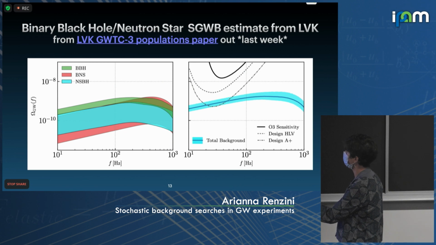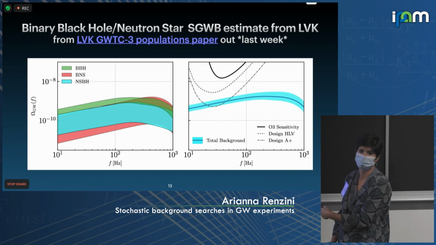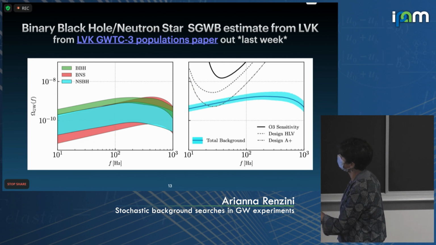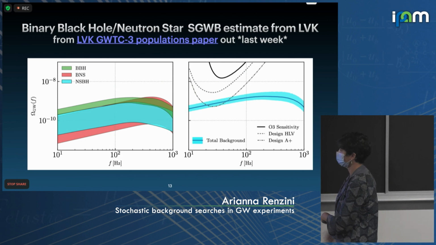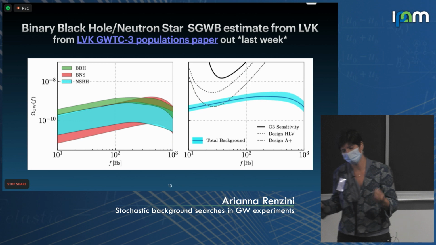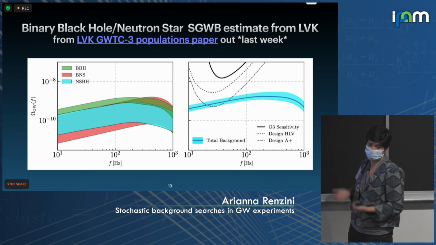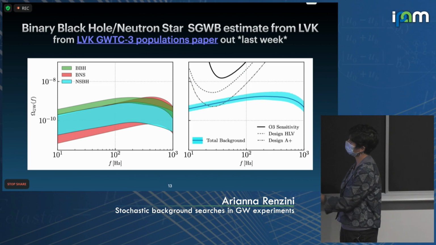In black, you have the current sensitivity, the O3 sensitivity. You'll see we're about an order of magnitude shy of the signal. So we're not detecting it, and we know we can't detect it. So in that sense, we're all good. But we would like to detect it. And so can we? Well, potentially, right?